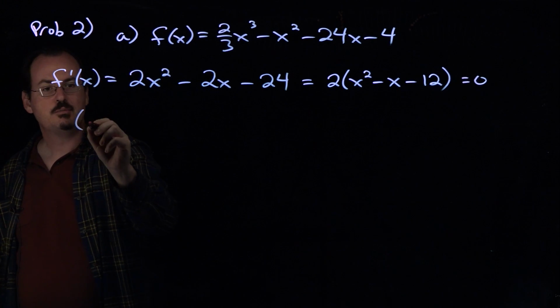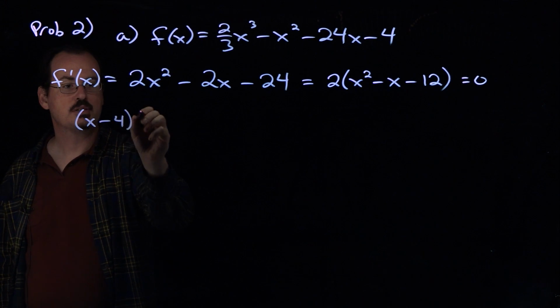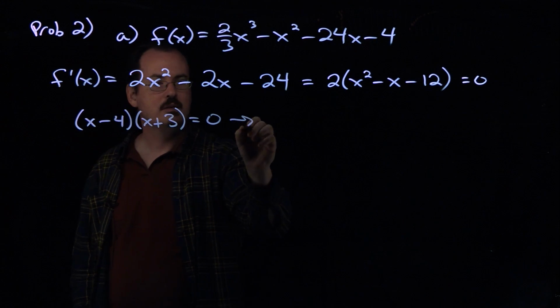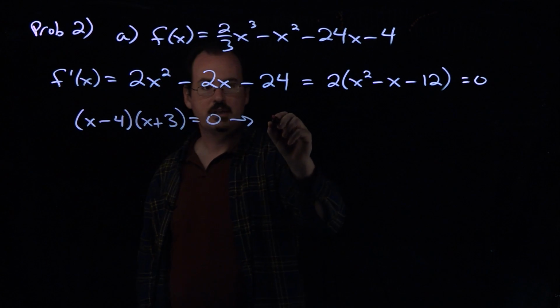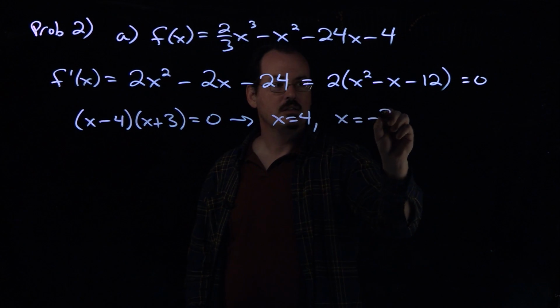That thing factors to be, what is that going to be? x minus 4, looks like x plus 3. Okay, so if we set those individually equal to 0, we're going to get x equals 4 and x equals negative 3.